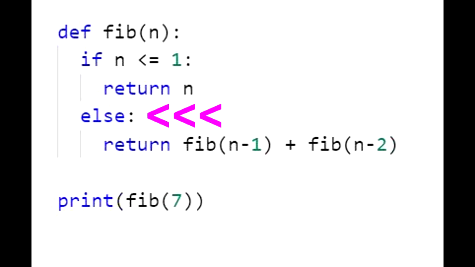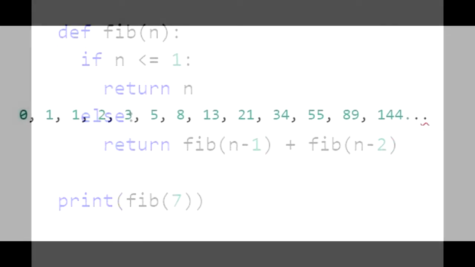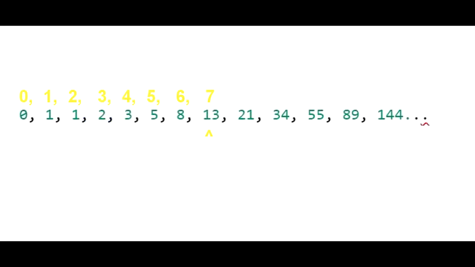Under the else statement, it will return the positional number 1 step behind and add it to the positional number 2 steps behind. Because the 7 is the nth number, it will only add the 2 numbers before it in the list and return the number 13. 5 and 8 equal 13.